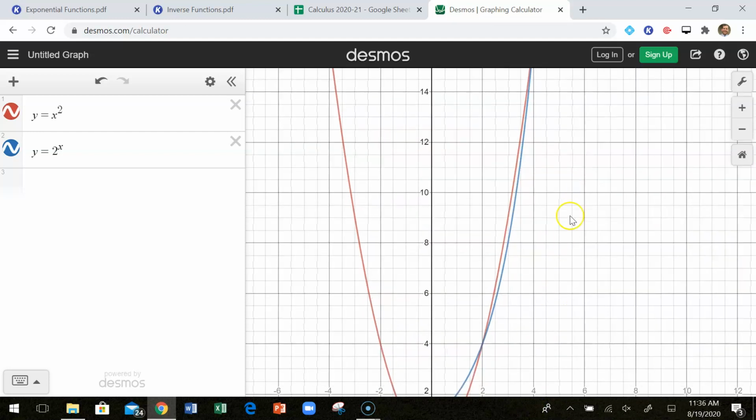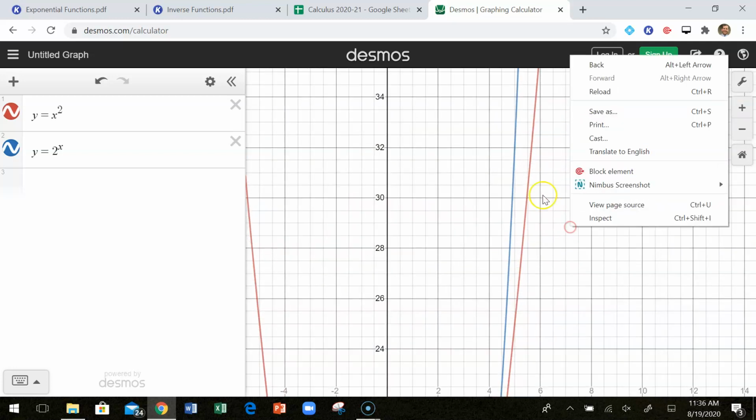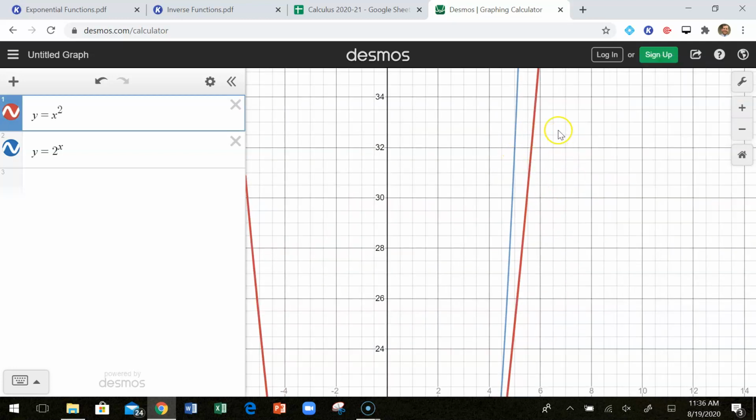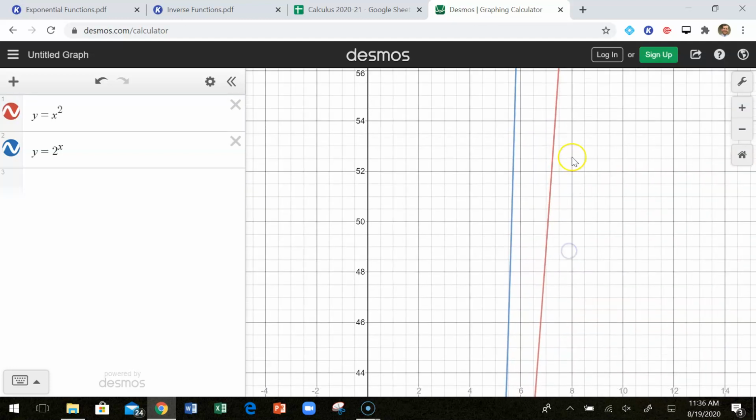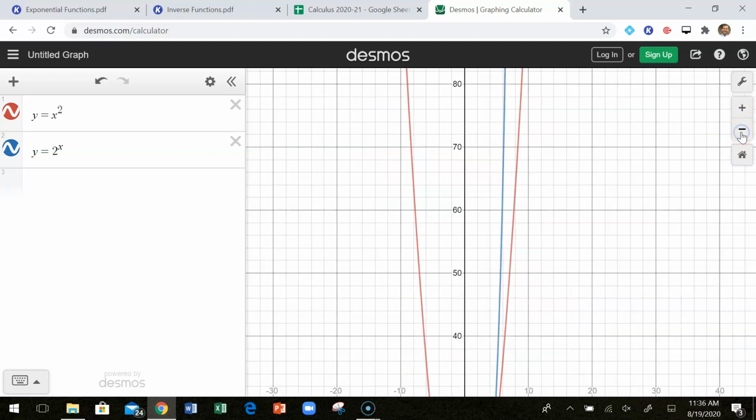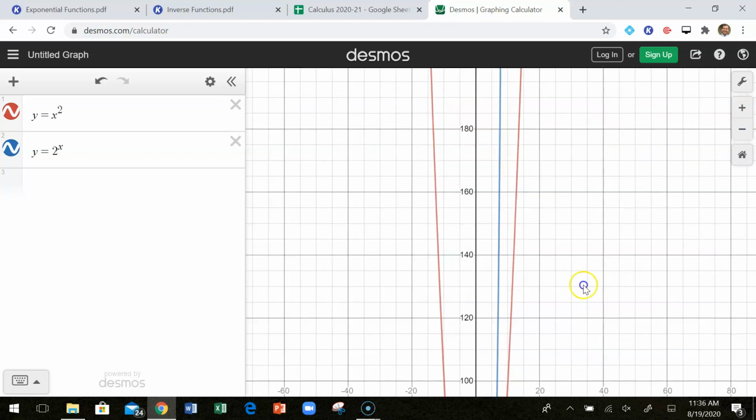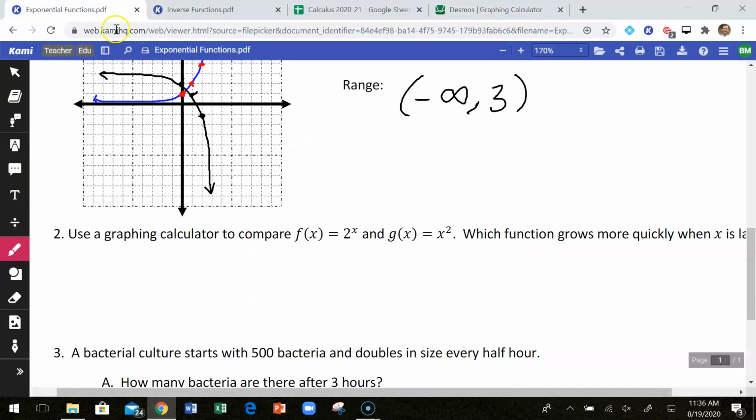But as soon as you get past 4, notice as my x's continue to go to the right, 2 to the x, which is the blue graph, becomes more and more steep than x squared, right? So there's a bit of a separation here. Let me zoom out even more. Again, we're zooming out a lot here, so that difference is becoming even greater as we go on. 2 to the x grows a lot faster than x squared does for large values of x.